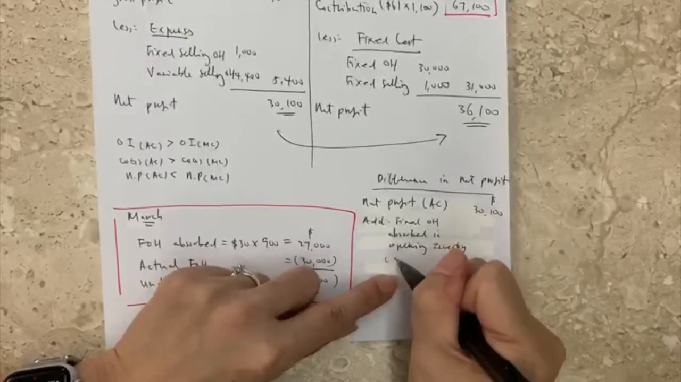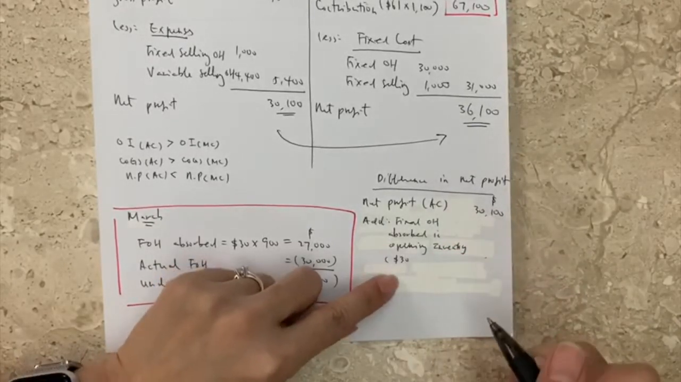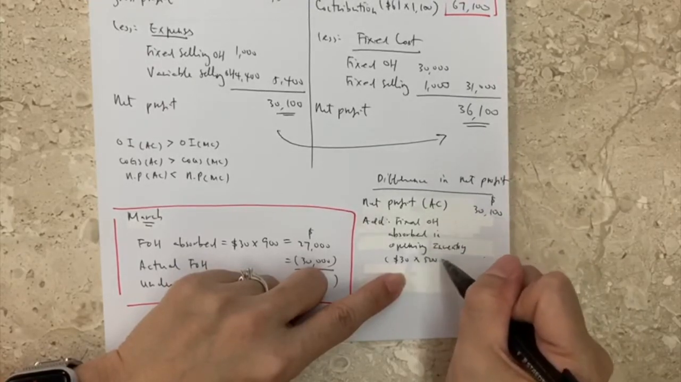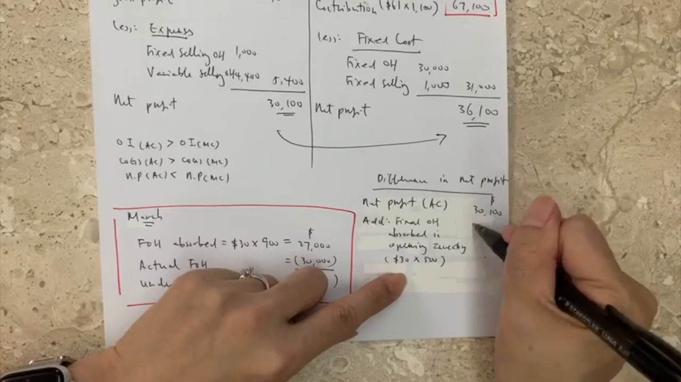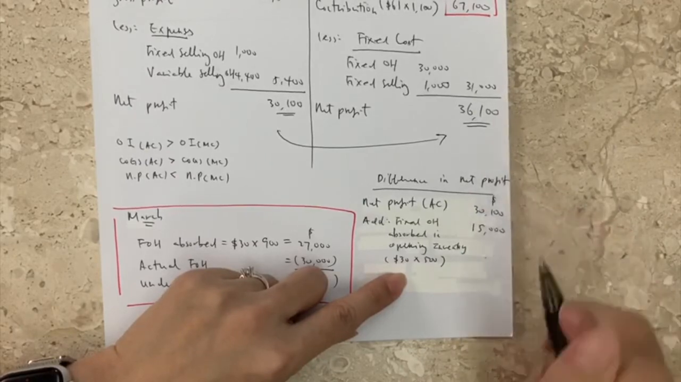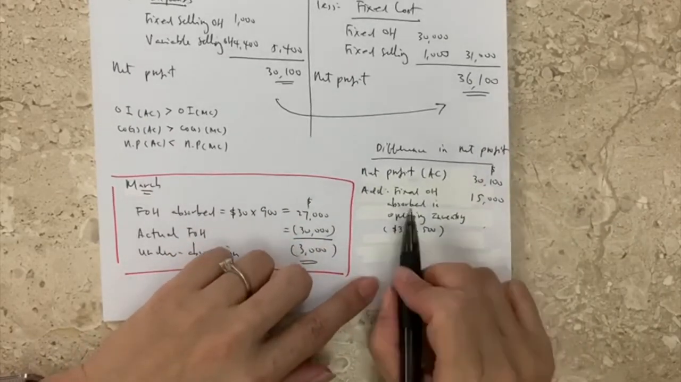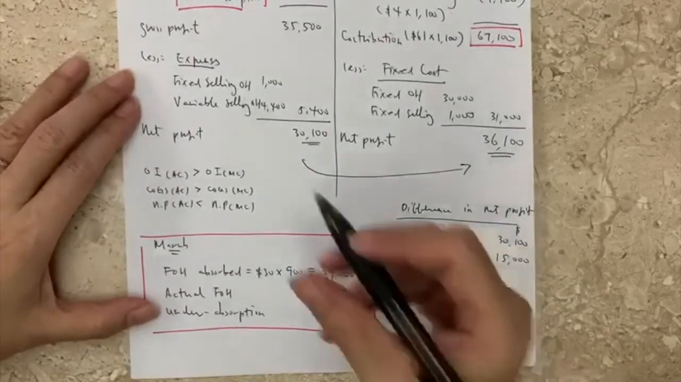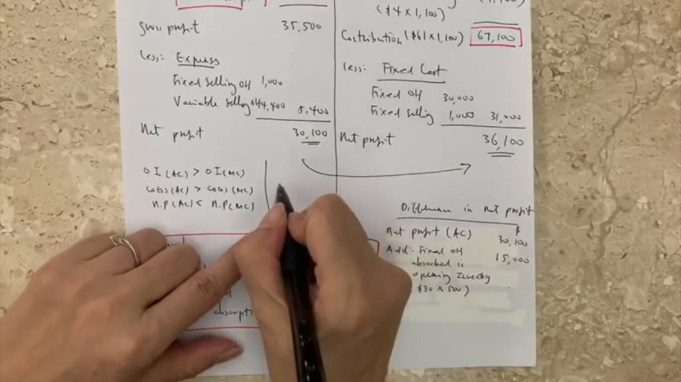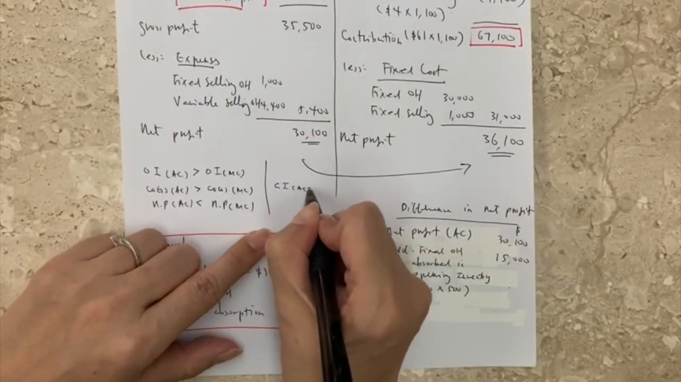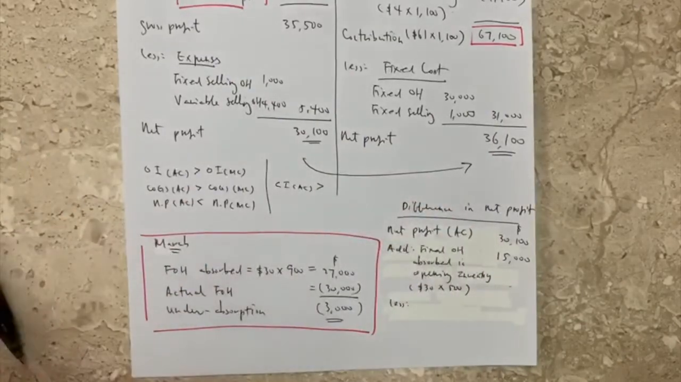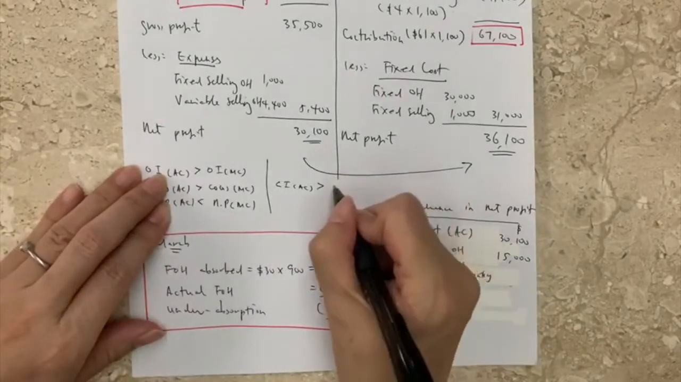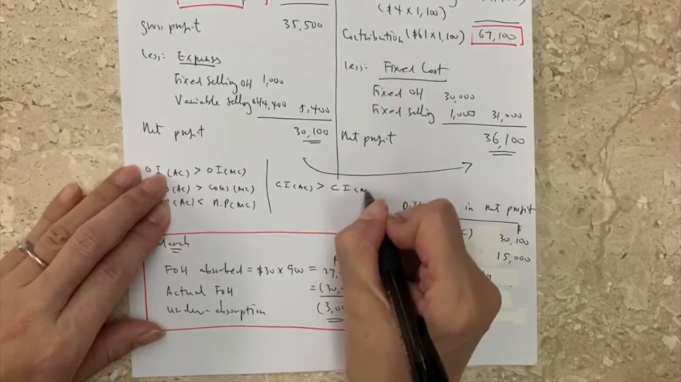And how much is that? $30 for fixed overhead per unit times the opening units, which is 500 units. So I have 15,000. Okay, so in March, not only opening inventory, we also have closing inventory. So again, I have another diagram. Now we have closing inventory under AC always bigger than closing inventory under MC.